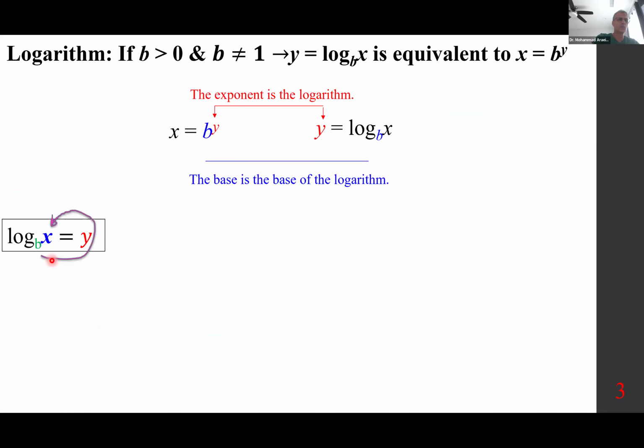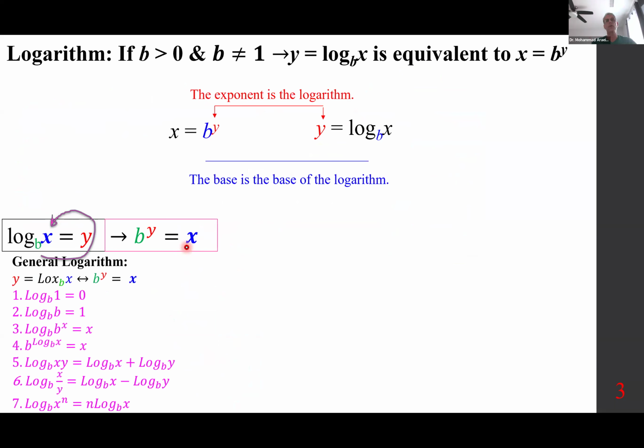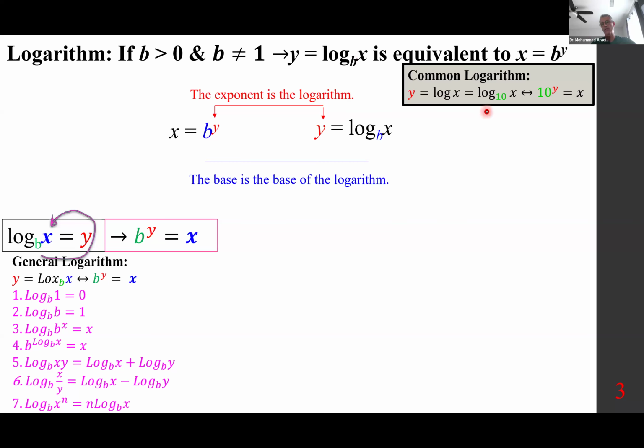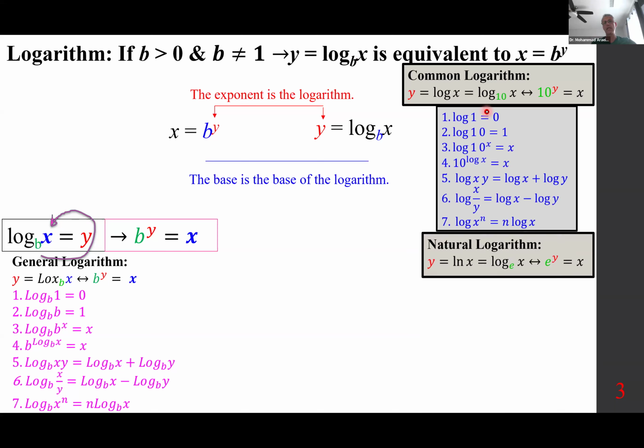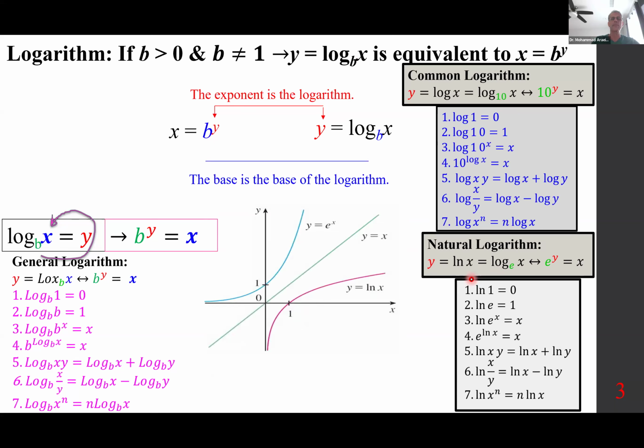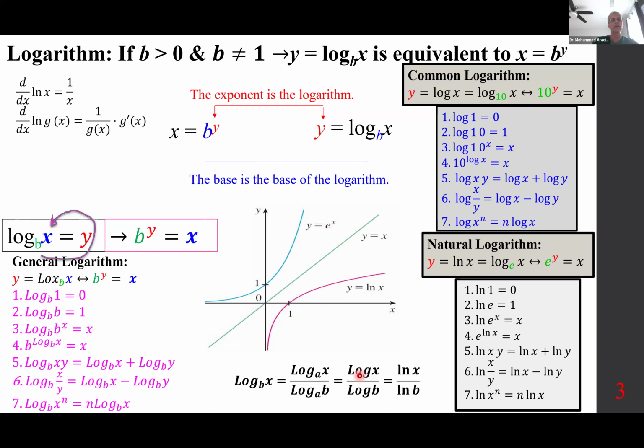Logarithmic properties, as long as we know this, which means we can go to the exponential format. Therefore, all of these properties for a general form work nice and easy, as well as common log when the base is 10, as well as the natural log when the base is e. By the way, for common log, we don't write the base 10, and for natural log, we write ln x. These are the properties. Exponential and logarithmic are inverses of each other, the change of base formula, and the derivative of logs.